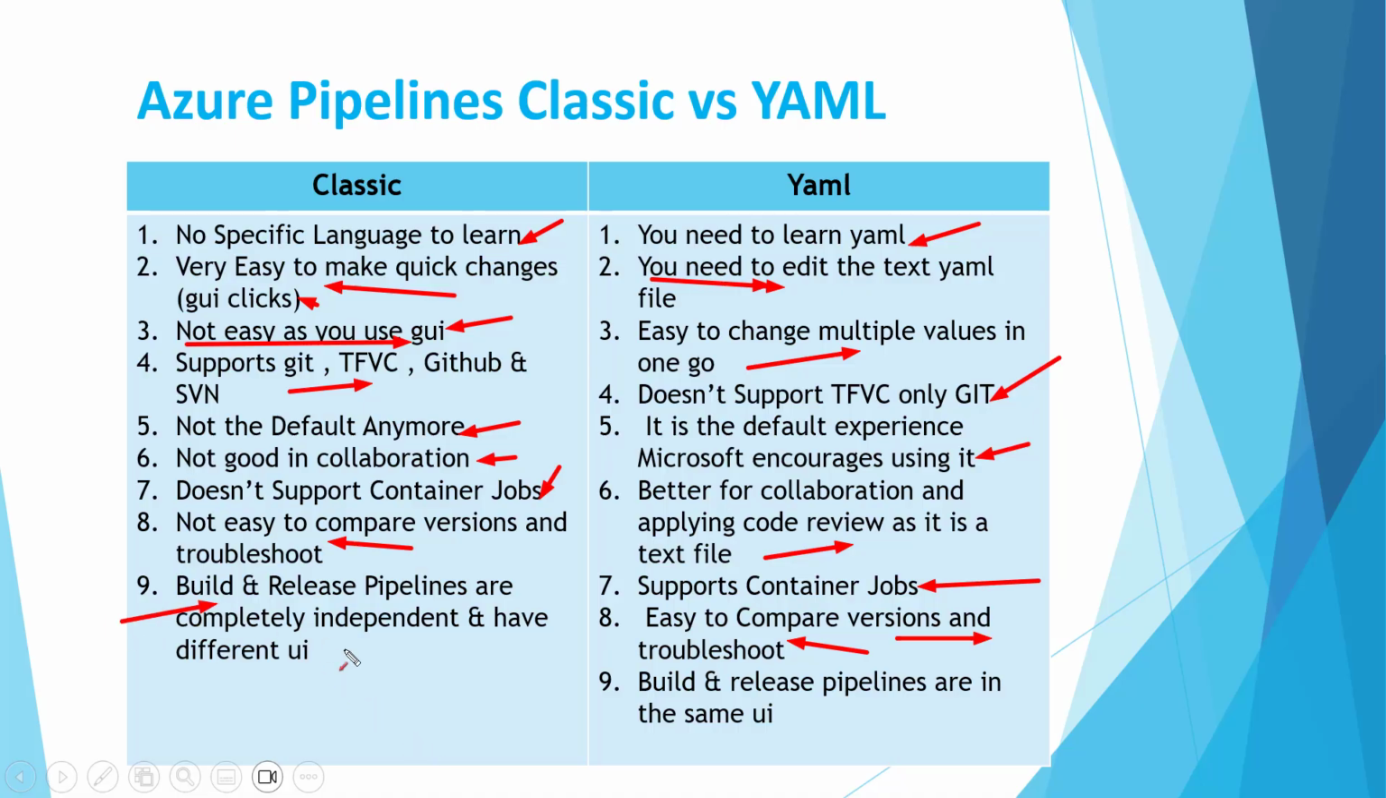The last thing, which can be a pro or con depending on your need, is that the build and the release pipeline in the classic are completely independent, and each one has a different UI. So when you're making a build pipeline, the release pipeline is in another UI and in another, different, independent system. While in YAML pipelines, you can make your build and release in the same pipeline. They are in the same UI.